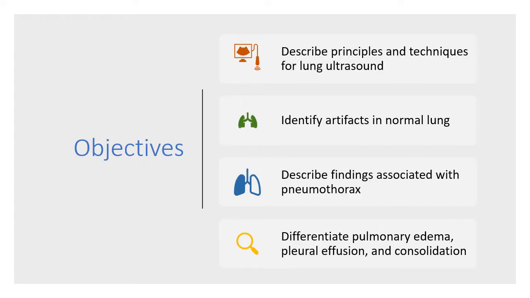The objectives for this talk will include describing the principles of lung ultrasound and how to obtain images. We will identify artifacts that are present in normal lung, and we will also differentiate different types of pathology that include pneumothorax, pulmonary edema, pleural effusion, and consolidation.